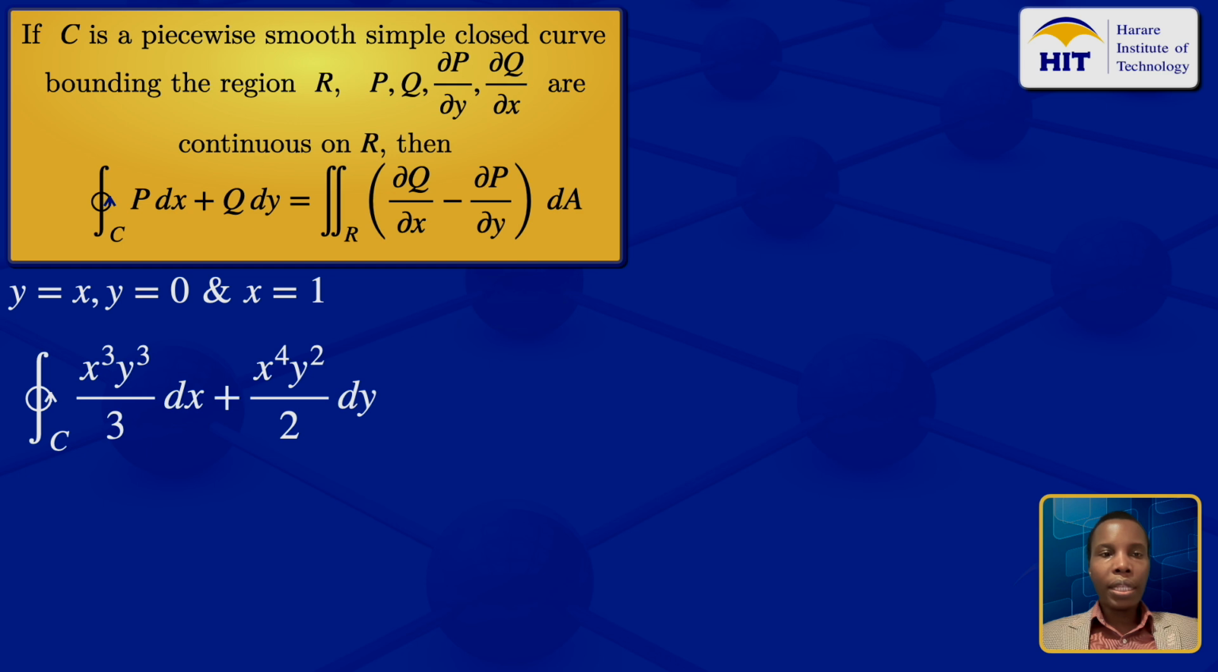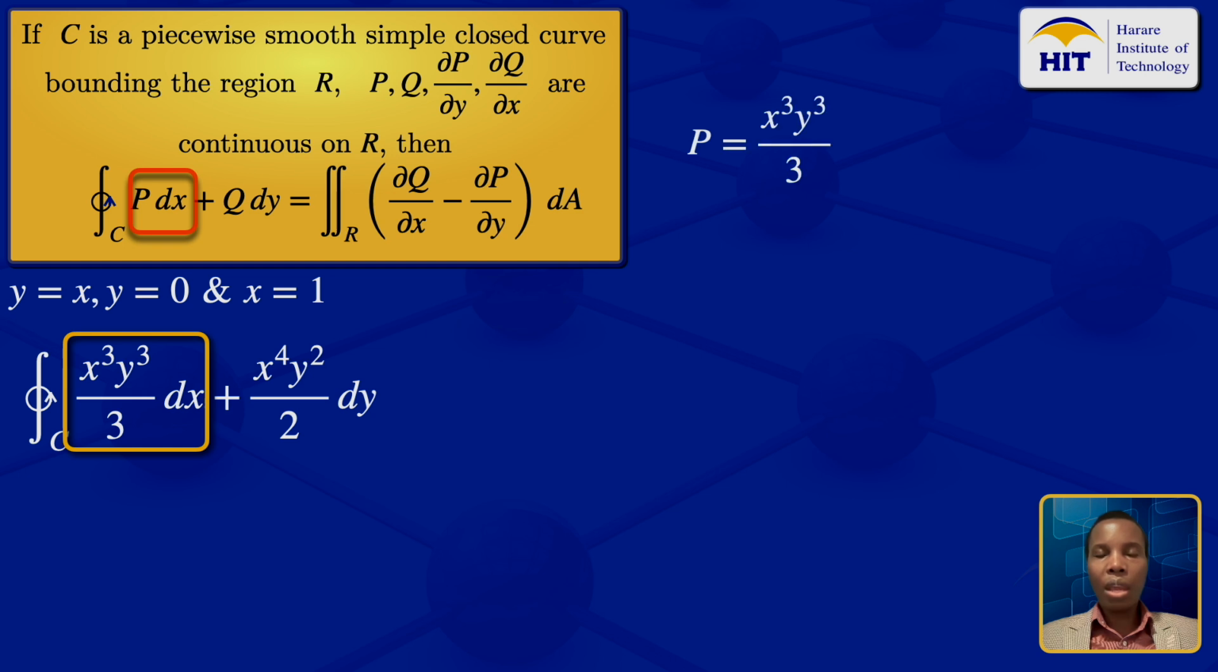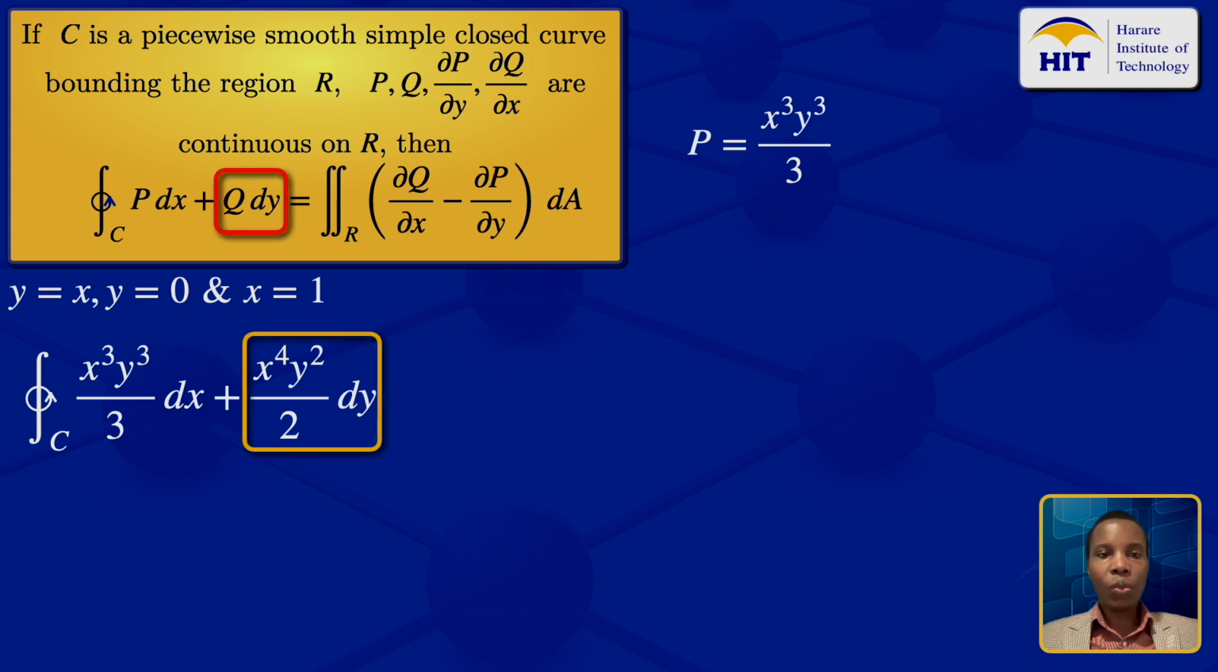So comparing the integral that we are given, we have P dx here, and in the given integral we have x cubed y cubed over 3 dx. So by comparison, we see that P is equal to x cubed y cubed over 3. Then we compare the Q dy part. Here we have x to the power 4 y squared over 2. So by comparison, Q is equal to x to the power 4 y squared divided by 2. So we now have our P and our Q.